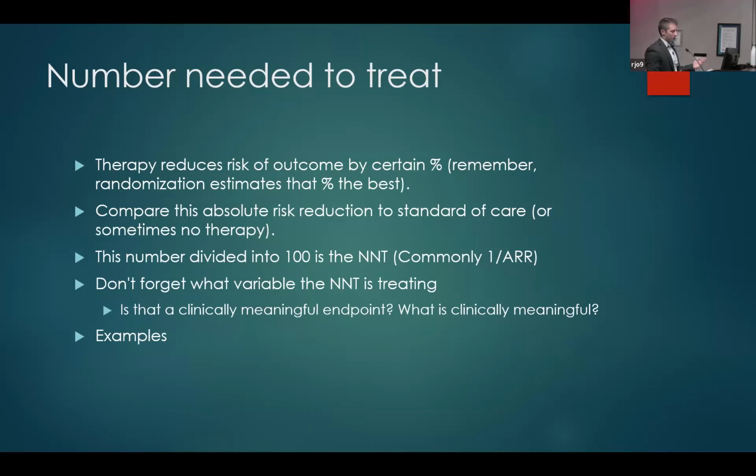So 25 versus 35, 10%. Number needed to treat is about 10 over the course of 3 months to have an improvement. So you just take that difference, you divide it into 100. That mathematically looks like this, although I think it's just easier to think about it conceptually.